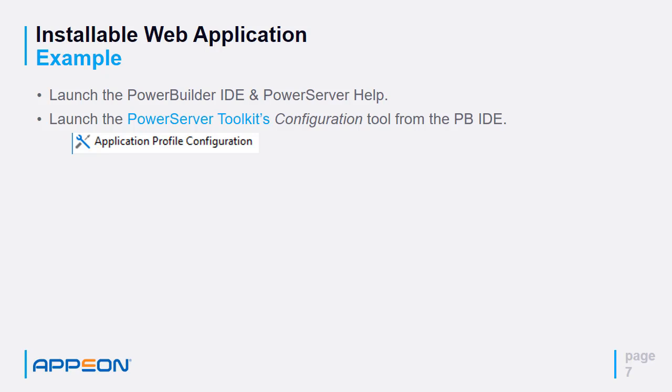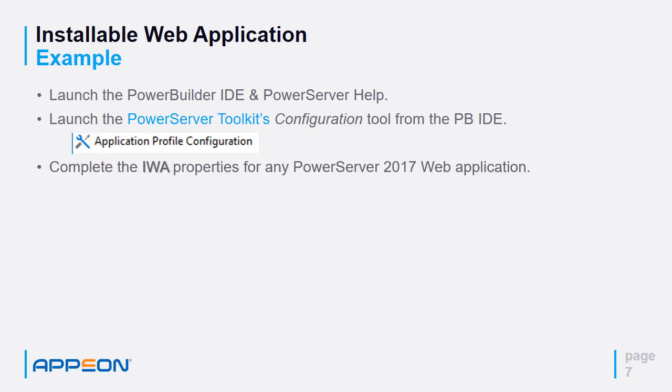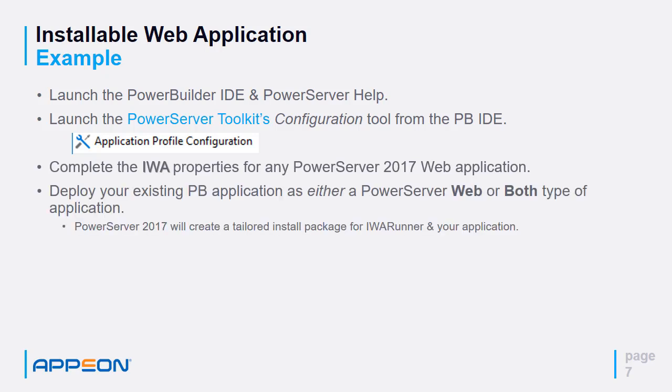And on that toolbar is a configuration tool link from the PowerBuilder IDE called the Application Profile Configuration. The icon looks like this on the left-hand side. Once we launch that configuration tool, we're going to complete the IWA properties for PowerServer 2017 web application. Then we're going to redeploy the existing application.